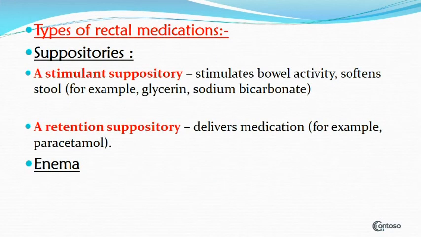There are 2 types of rectal medications, suppositories and enema. Suppositories are either stimulant suppositories, which stimulate bowel activity and soften stool, for example glycerin and sodium bicarbonate, or retention suppositories, which deliver medications, for example paracetamol.